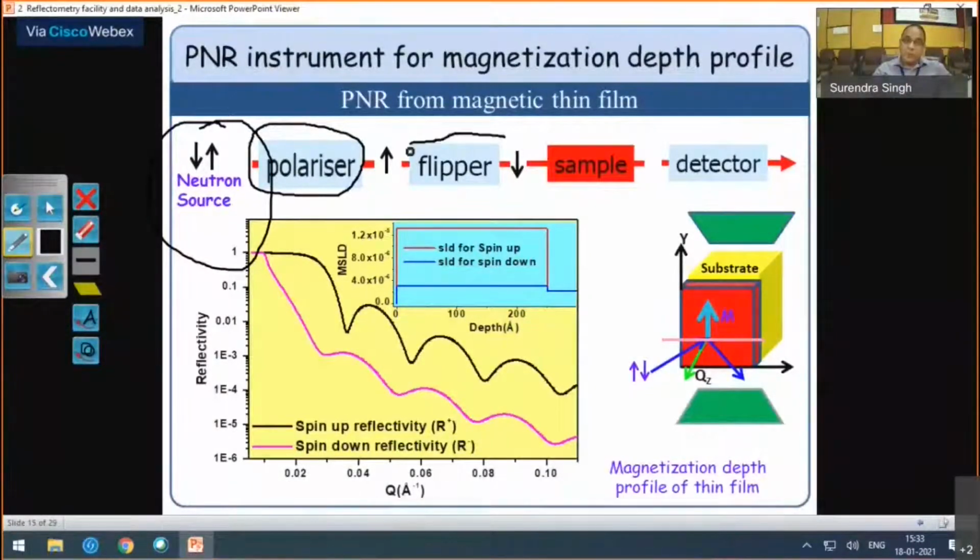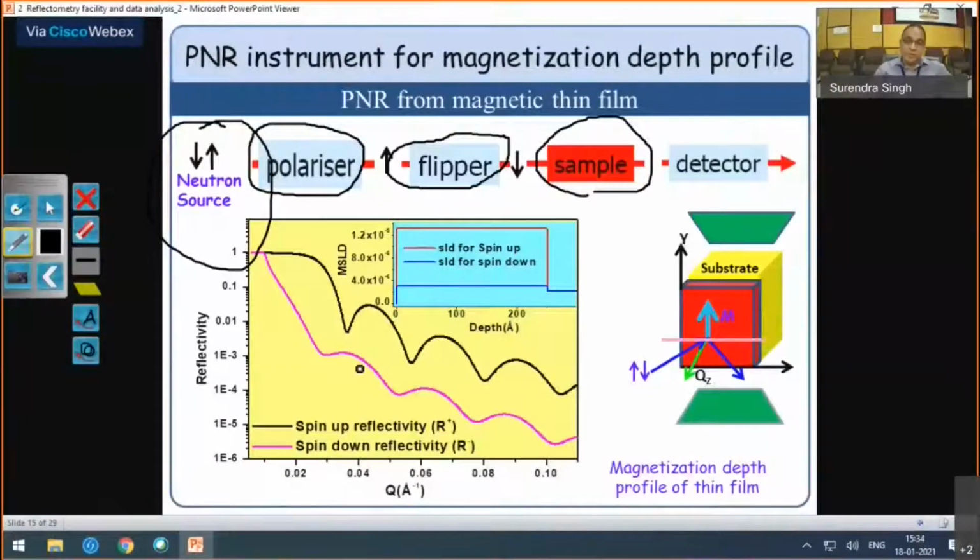Then we should have a flipper, because we magnetize. Okay, so we should have a flipper which can change the spin of the neutron. I will explain the principle of this. Then we will have a sample over here, and then a detector, and we can collect the reflection. We change the angle of incidence for a fixed wavelength and collect the reflectivity pattern at different angles. A typical reflectivity pattern for spin up neutron, this black one, and spin down neutron is shown as a function of Q.